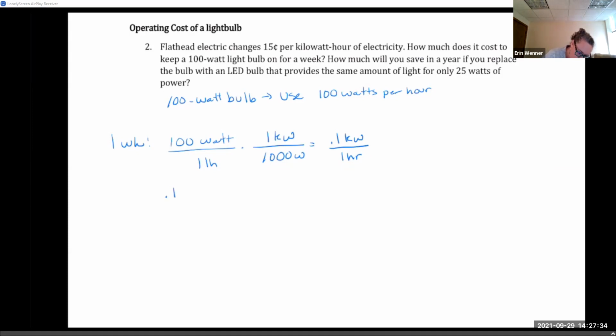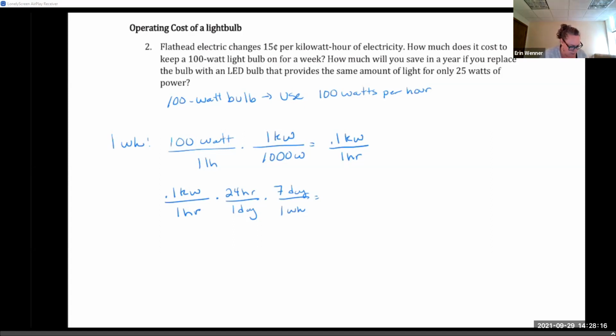So if I have 0.1 kilowatts in 1 hour, and there's 24 hours in 1 day, and there's 7 days in 1 week, right? We already know how many kilowatts we have. How much are we using over the course of the whole week? And if it's hard for you to think about in terms of these fractions, think about it this way: I know I have this much for an hour, so I got to multiply that amount by 24 to see how much I use in the whole day. And then I know that there's 7 days, which is where we end up multiplying by 7.